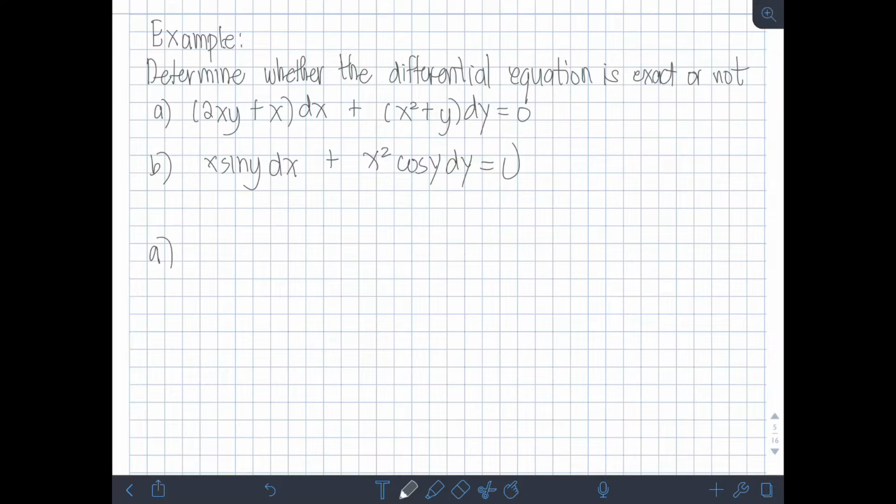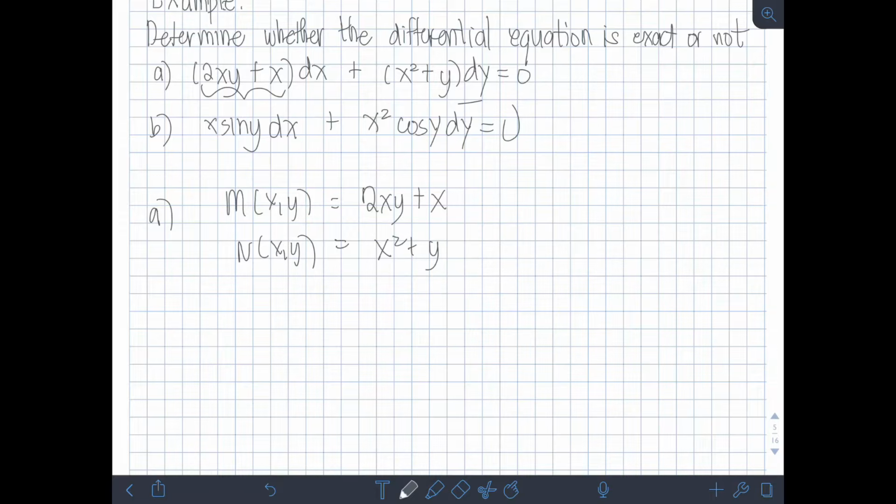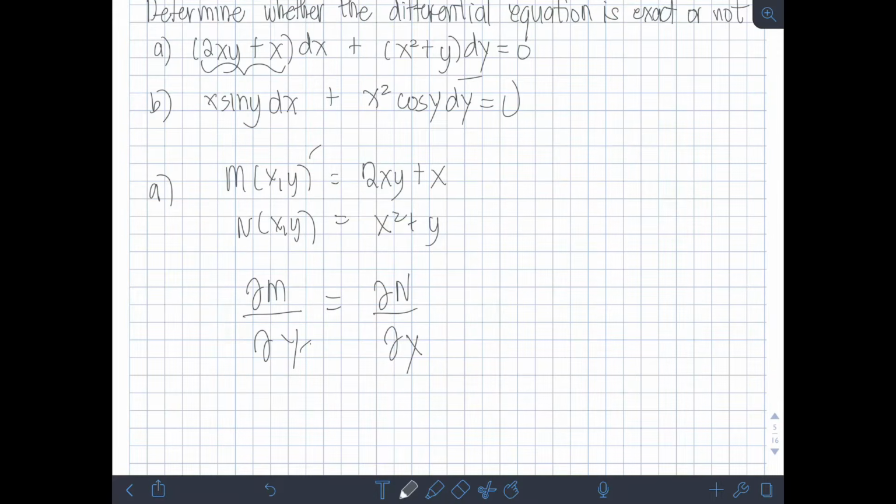So, for A, we have, ang M natin for A is, di ba, itong nakatabi sa dx. So, 2xy plus x, tapos yung N of x, y natin, yung nakatabi sa dy, which is x squared plus y. So, sabi, sa pagtitest, dapat daw yung partial derivative of M with respect to y, so kapag M, sa y tayo mag-differentiate, equals sa partial derivative ng N, this time with respect to x naman. Okay? So, magkabaliktad sila, di ba? So, hanapin muna natin to.